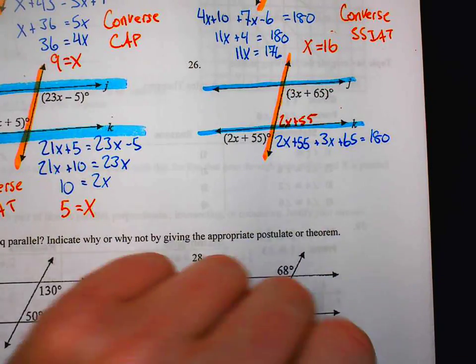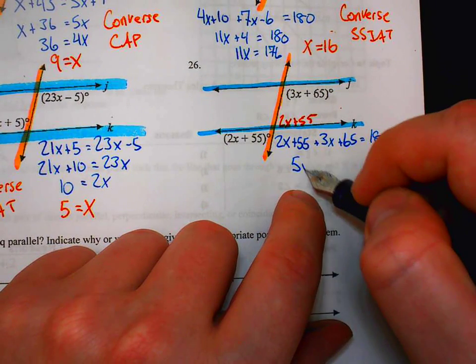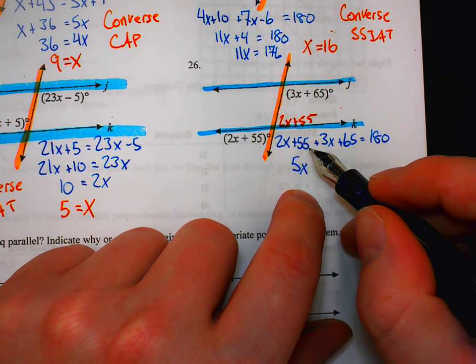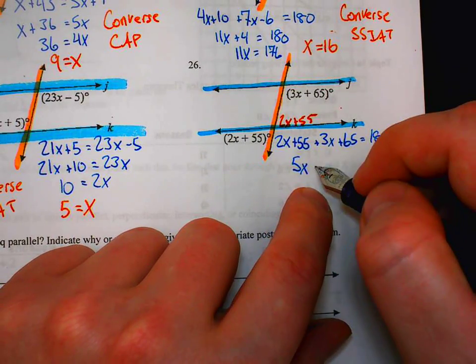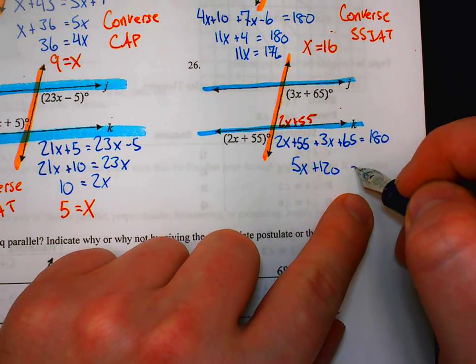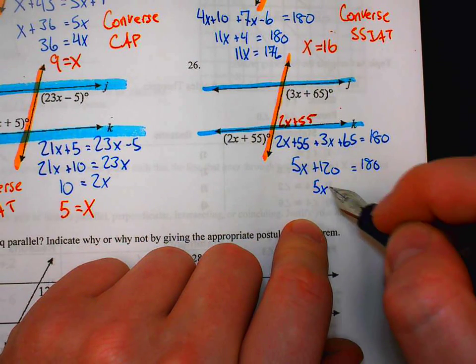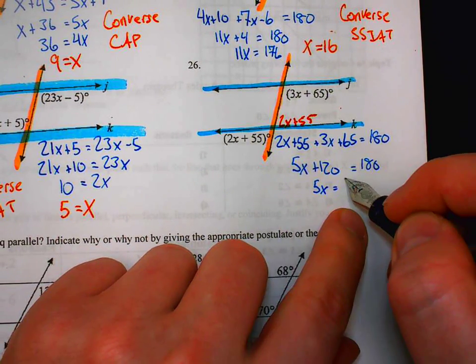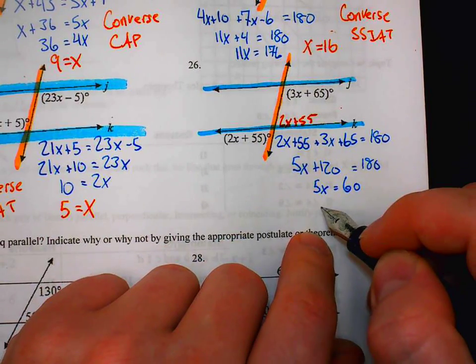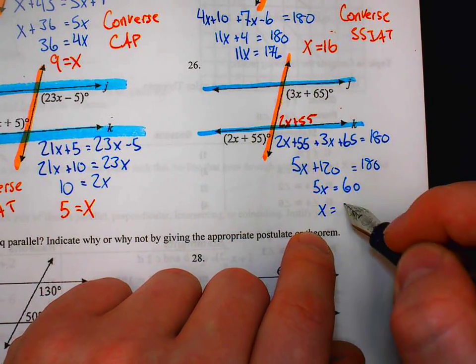To get x by itself, we'll combine like terms first. 2x and 3x makes 5x. 55 and 65 would be 120. And on the other side, 180. Subtract my 120 off on both sides. 180 minus 120 would be 60, divided by 5. And 60 divided by 5 would be 12.